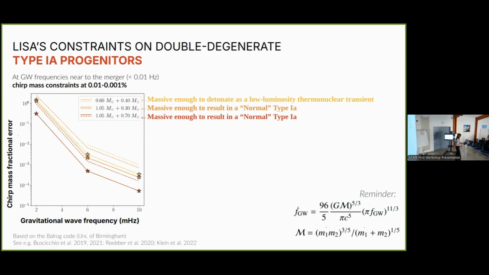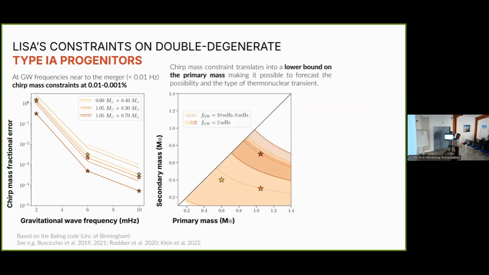And the other 2 examples are where the primary is massive enough to result in a type 1a supernova. So let's see what we can measure with LISA. At a couple millihertz frequencies, we just start measuring these chirps from which we can recover the chirp masses, but already going to 4 and less millihertz, we can start placing constraints to the sub-percent level. And from here, we can translate those constraints into the primary, secondary mass parameter space.